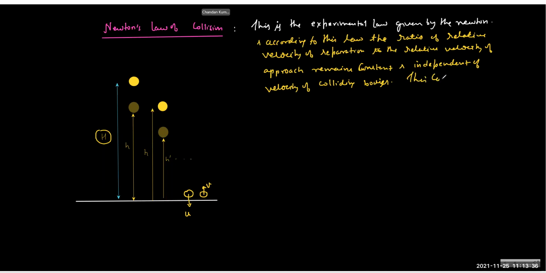So this constant value is called the coefficient of restitution. Here we have only one surface as a moving surface, the other surface is like a fixed surface. So the floor will act as a fixed surface, but that is also a surface.